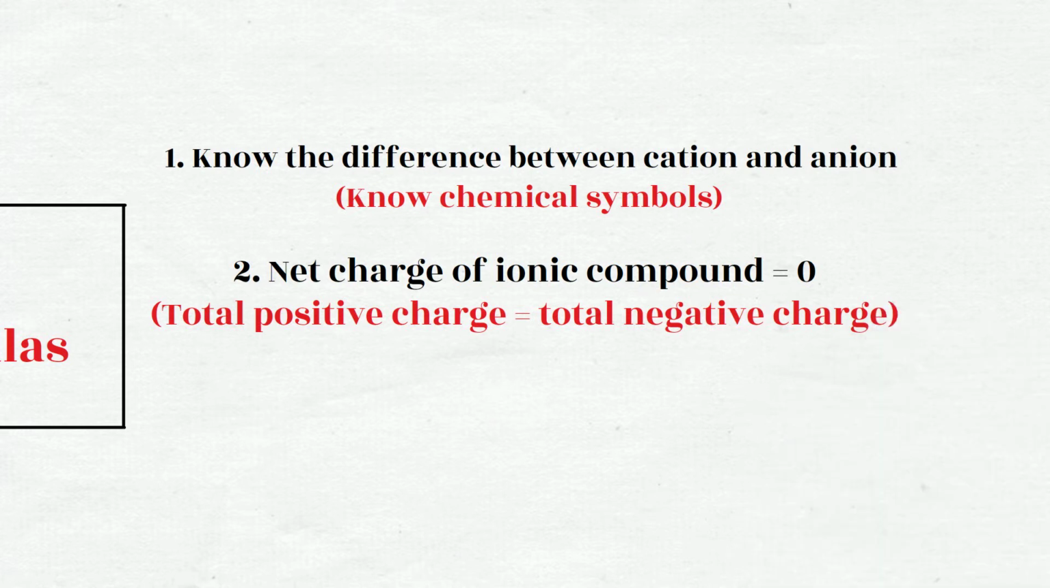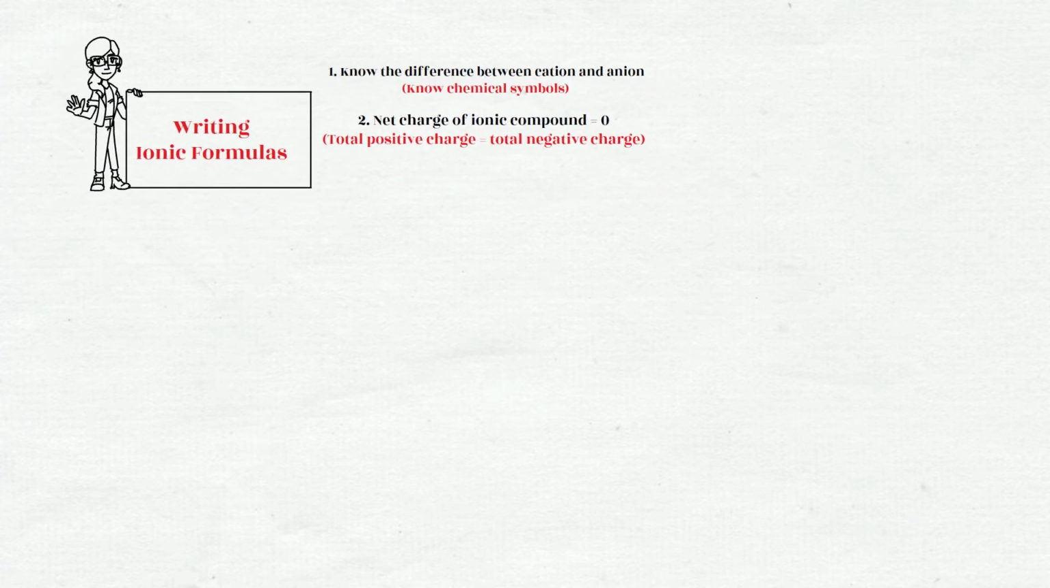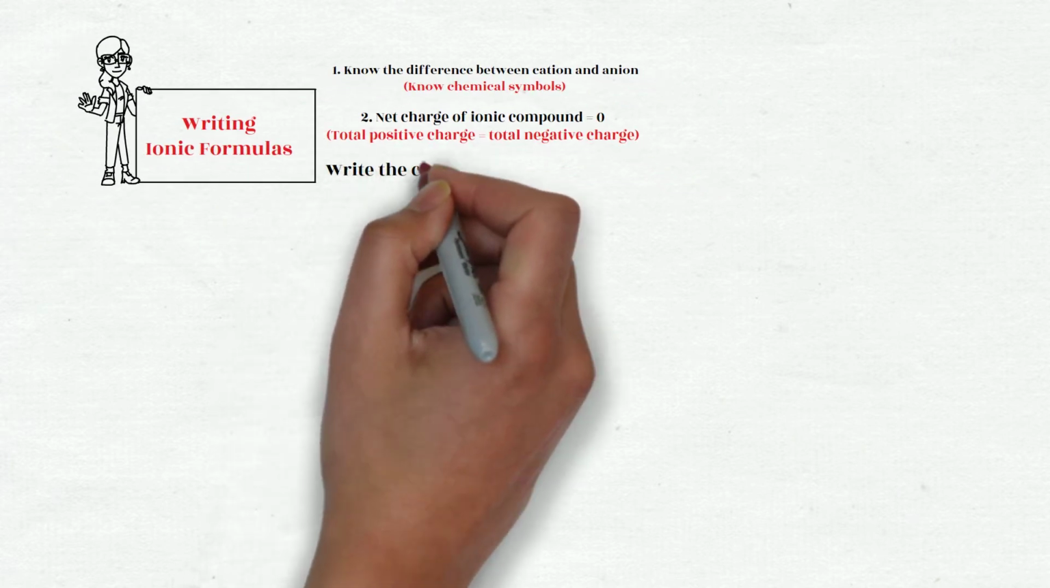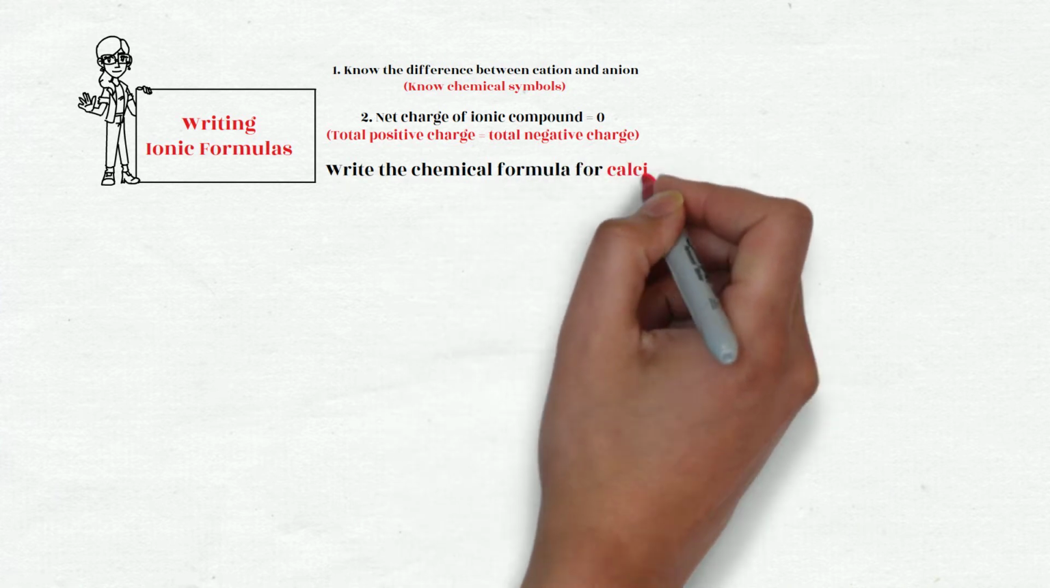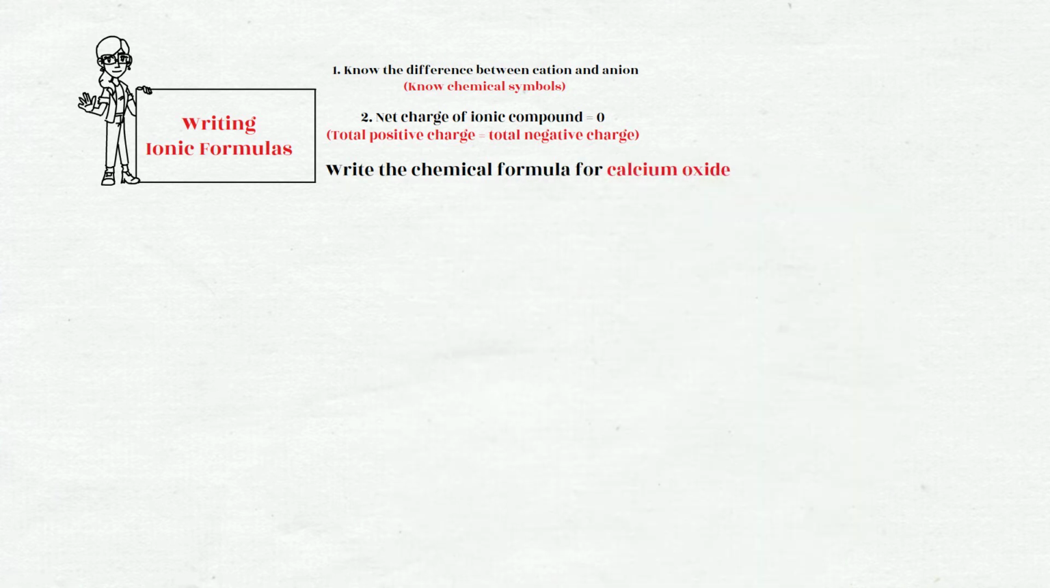With that being said, let us get to writing the chemical formula for ionic compounds. For illustration purposes, we're going to use the compound calcium oxide. The very first thing you want to do when given the chemical name of an ionic compound is write down the symbols of the cation and anion, that is, the metal and non-metal respectively. In the given compound, calcium is the metal and has a chemical symbol Ca, and oxide, which is the non-metal, has a chemical formula O.